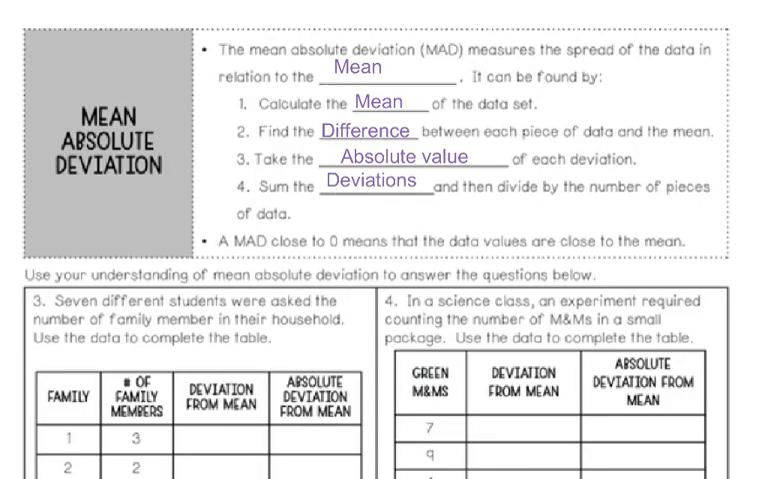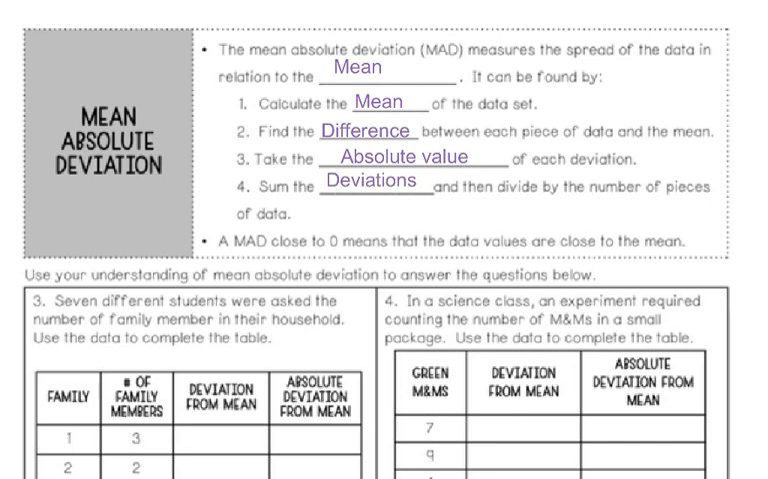Next, we're going to look at the mean absolute deviation, commonly abbreviated MAD. The mean absolute deviation, MAD, measures the spread of the data in relation to the mean. Finding the MAD is going to take a lot of prior knowledge. We need to remember how to find mean and how to find absolute value. We're also looking at deviation, or how far it strays away from the mean.